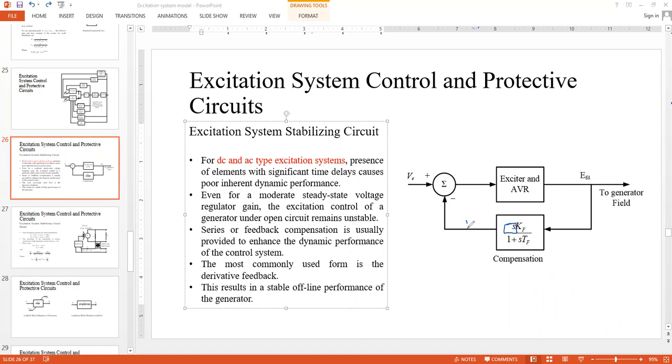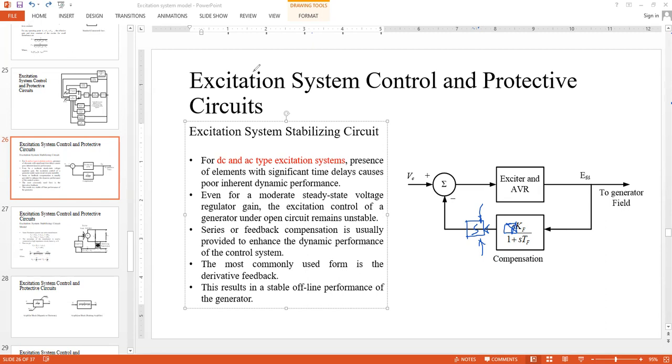So if you want, you can simply put it separately. If you don't put it within this block, you can put it as a separate block, which is actually a differentiator block. Because of the presence of this S in the numerator, we are actually taking the derivative of whatever signal is coming into this block. Okay. So that's why this S. Now, how this expression is obtained, that is the next question.